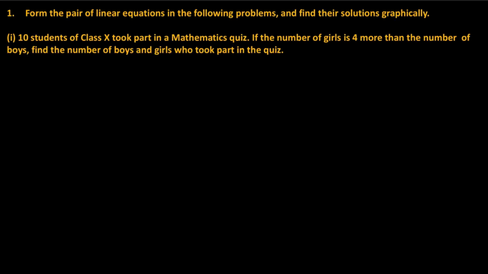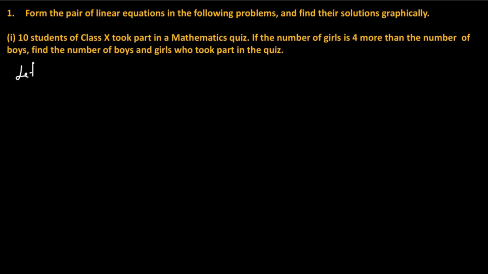So our first problem is: 10 students of class 10 took part in a mathematics quiz. If the number of girls is 4 more than the number of boys, find the number of boys and girls who took part in the quiz. So in the class, total strength is 10.